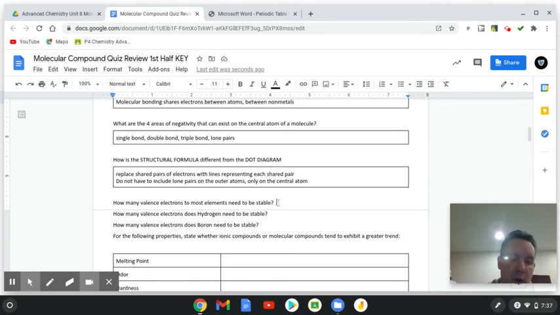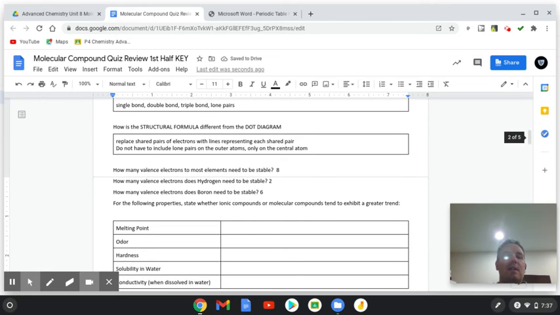You should know this goes back to first semester, all elements form bonds in order to get a full set of valence electrons, which for most elements is 8. But for some elements like hydrogen, they only need 2. And then boron only needs 6. So there are some exceptions to that.